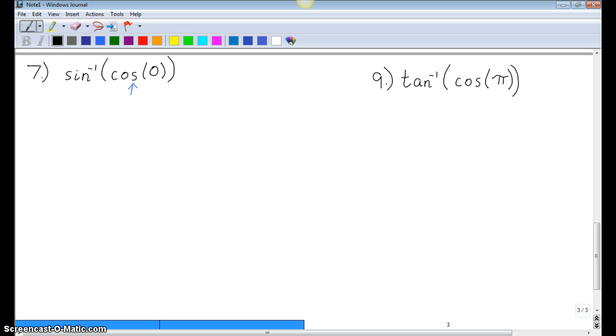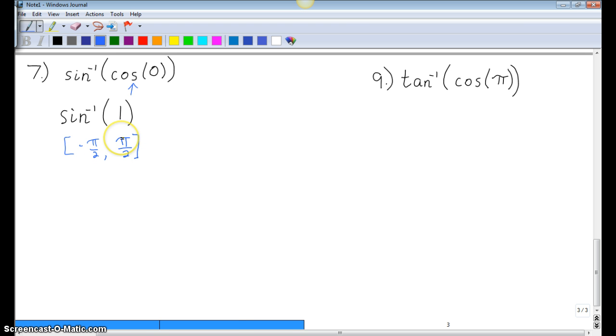That's a unit circle value, which we should all know: cosine of 0 is 1. So that whole inside becomes just 1. From there, we're back to what we talked about before, sine inverse of some ratio, in this case 1. The domain of sine inverse is negative pi over 2 to pi over 2.